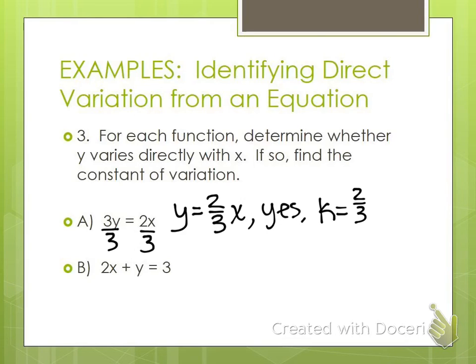All right, on B, the first step is to get y by itself. So Charles, what are we going to do? Well, nope, leave the y alone. What should we subtract from both sides? The 2x.